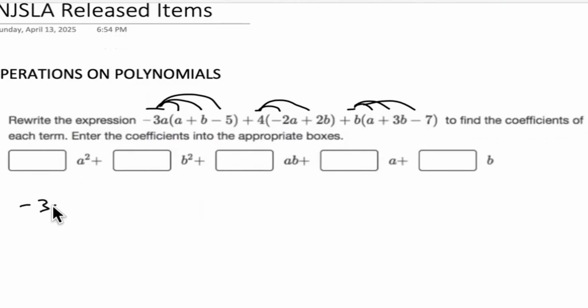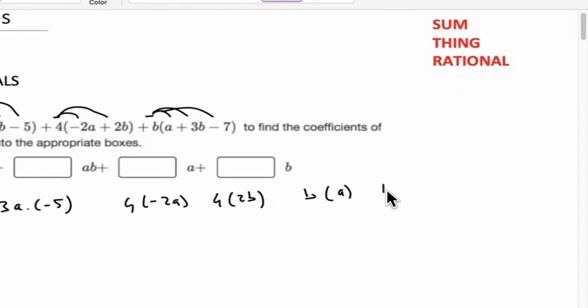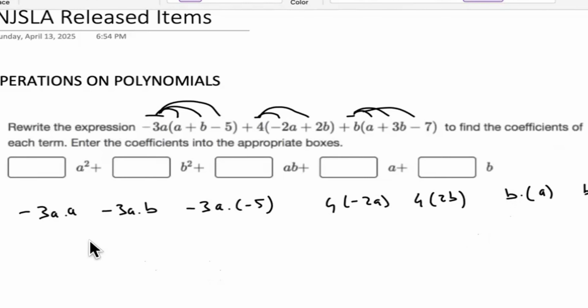Negative 3a times a, and then negative 3a times b, and then negative 3a times negative 5. So let it stay. I will do multiplication later. Let's continue with this. 4 times negative 2a, and 4 times 2b, and then we are done with that. b times a, and b times 3b, and b times negative 7. So I have written them all in expanded form. So distribution is done. So I need to operate them.